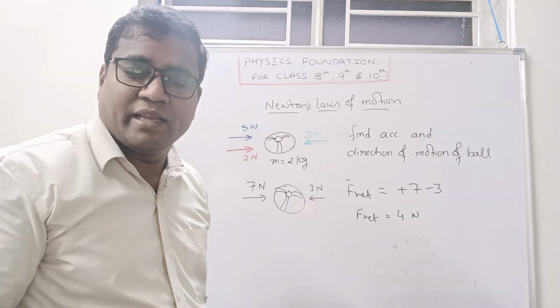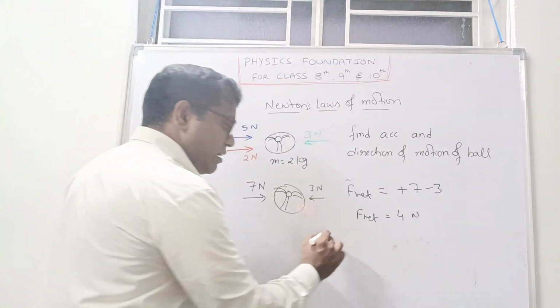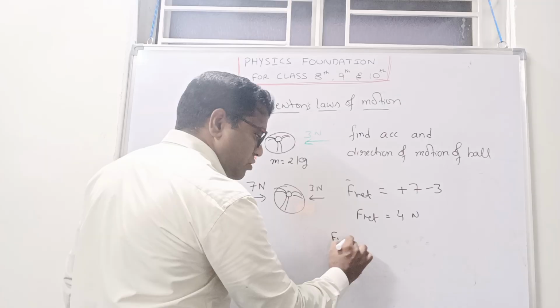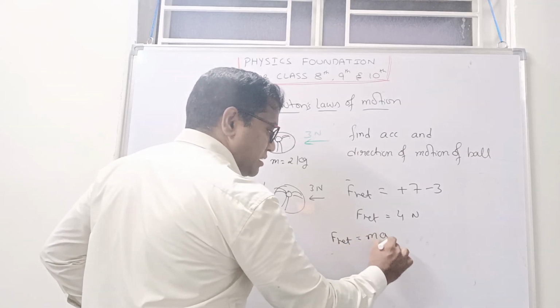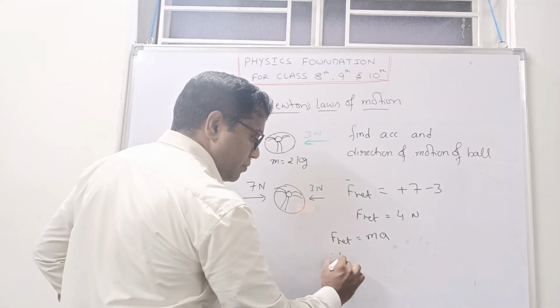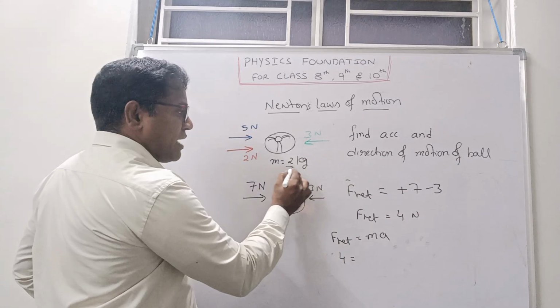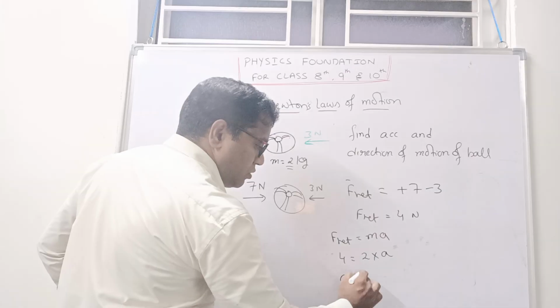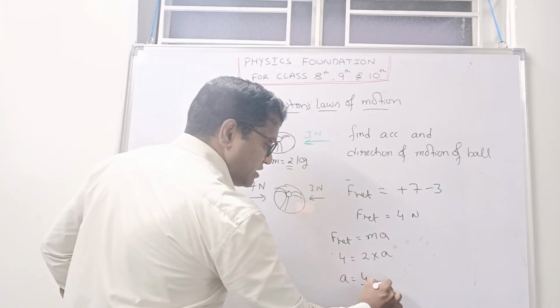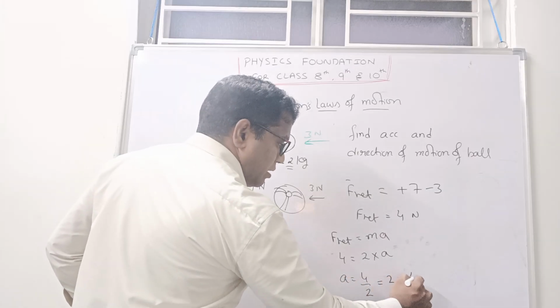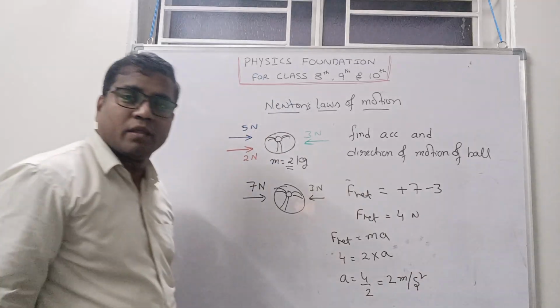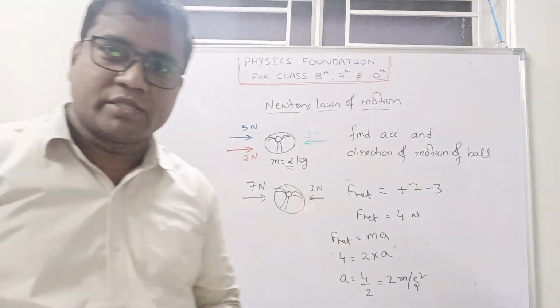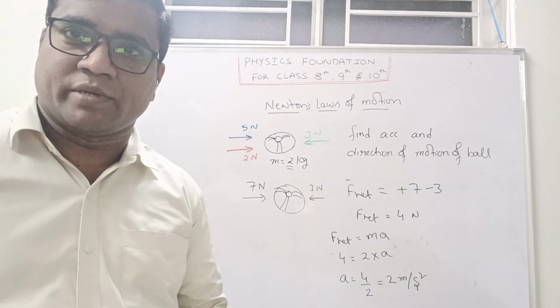So what is he asking? He is asking acceleration. We know F net is equal to mass into acceleration. F net we got 4. Mass, how much is it? 2 kg is given. So 4 equals 2 into acceleration. So a is equal to 4 by 2, which is equal to 2 meter per second square. I hope you understood, right?